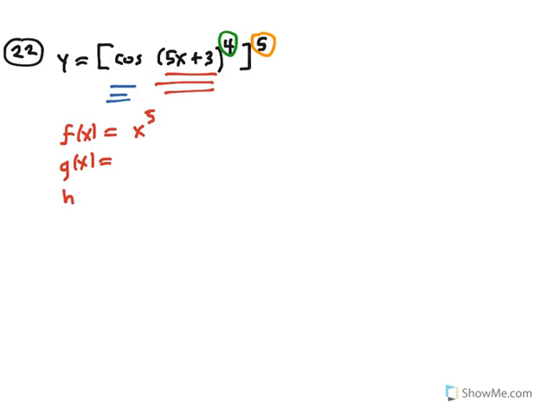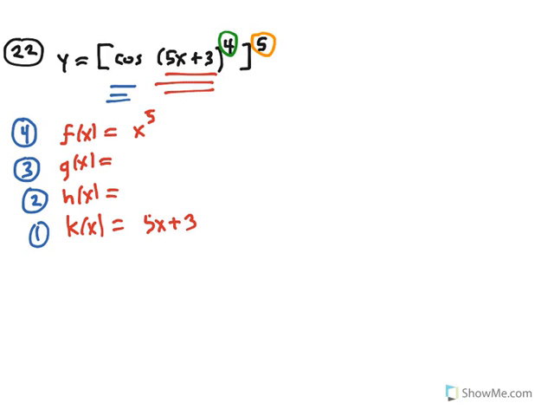And then we have g of x, h of x, and maybe I'll write k of x. So the first function is k of x, the second function is h of x, the third function is g of x, and the outside function, or the fourth function, the last function, is raising to the 5th power. And again, the insidemost function is 5x plus 3. And then what are we doing to 5x plus 3? We're raising it to the 4th power. So our second function would be x to the 4th.